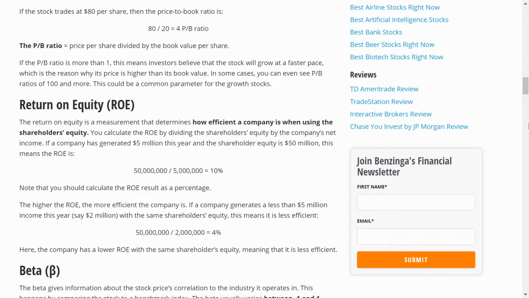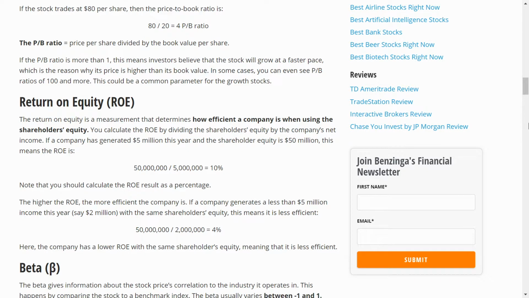If the company has generated $5 million this year and the shareholder equity is $50 million, that means the ROE is 10%. Note that you calculate the ROE result as a percentage. The higher the ROE, the more efficient the company is. Obviously, the higher percentage, the better. Pretty straightforward. Not very complicated in that regard.